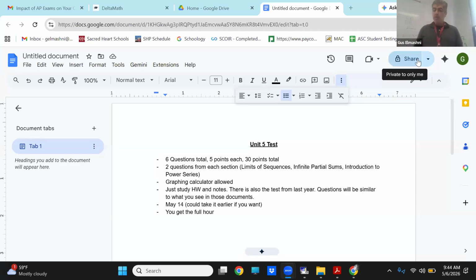Yeah, so again, 6 questions total, 5 points each, 30 points total. 2 questions from each section, so it'll be 6 questions, right? Graph calculator allowed. Just like homework and notes. Test from last year is good too. I'm basically gonna copy and paste the questions and change the numbers around. That's what I'm gonna do.